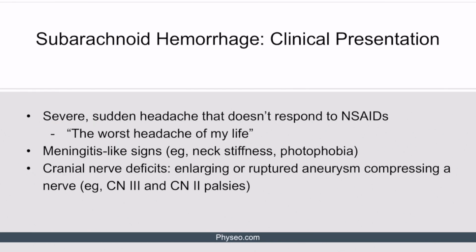Most patients who present with a subarachnoid hemorrhage have a severe, sudden headache that doesn't respond to non-steroidal anti-inflammatory drugs. Patients often state that they are having the worst headache of their life. Symptoms of a subarachnoid hemorrhage can also mimic those seen in meningitis. For example, neck stiffness and photophobia are common symptoms that can be present in both meningitis and subarachnoid hemorrhage. Patients may also present with cranial nerve deficits. This happens when the enlarging or ruptured aneurysm compresses a nearby nerve, for example, the oculomotor or optic nerve.